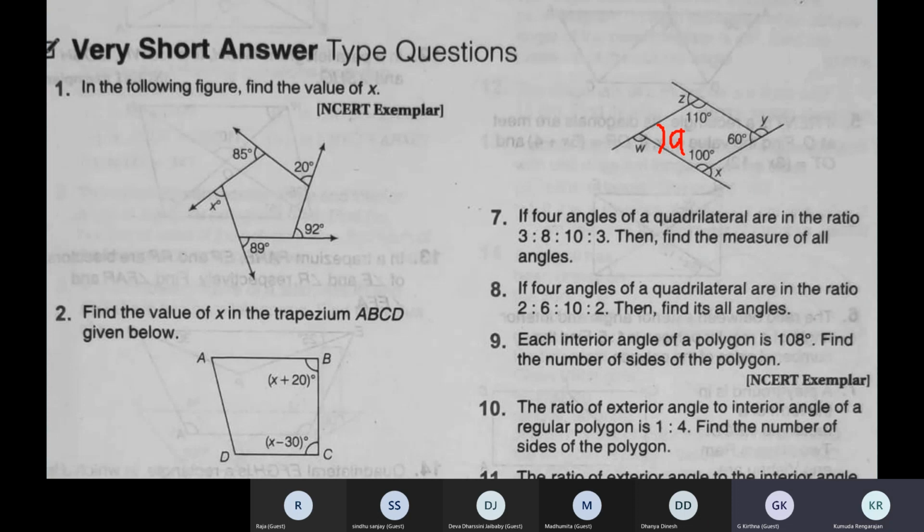So now tell me what is the value of W, Keertana? Okay, let me ask somebody else. Thank you, Keertana. Okay, Raja, complete that.